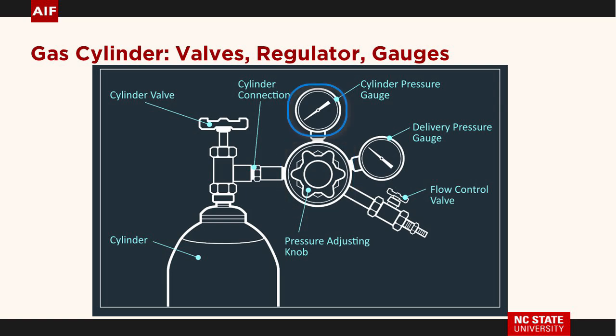The regulator has a cylinder pressure gauge, which measures the pressure in the cylinder, and the delivery pressure gauge, the pressure you're going out with. So cylinder valve, delivery valve, regulator, and the cylinder pressure and delivery pressure. So very important. What kind of gauges are on the regulator?